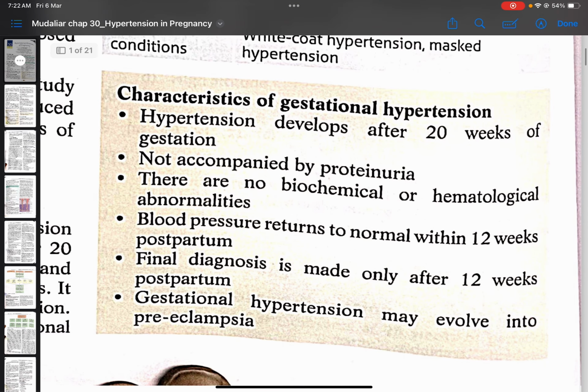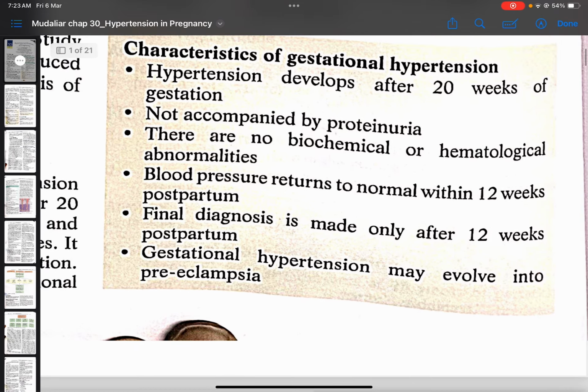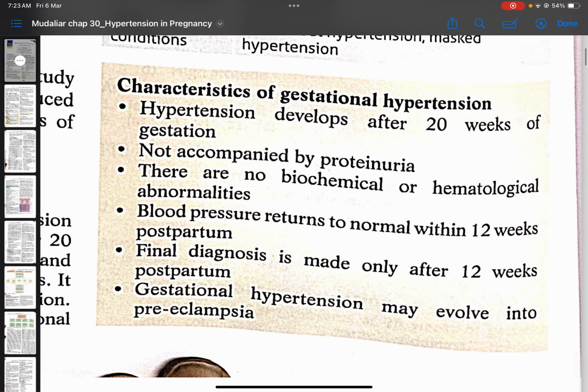Characteristics of gestational hypertension. Hypertension develops after 20 weeks of gestation, not accompanied by proteinuria. There are no biochemical or hematological abnormalities. Blood pressure returns to normal within 12 weeks postpartum. Final diagnosis is made only after 12 weeks postpartum. So gestational hypertension is not accompanied by proteinuria, with no biochemical or hematological abnormalities. Gestational hypertension may evolve into preeclampsia.